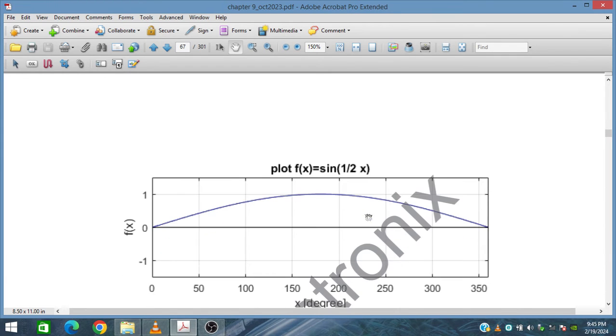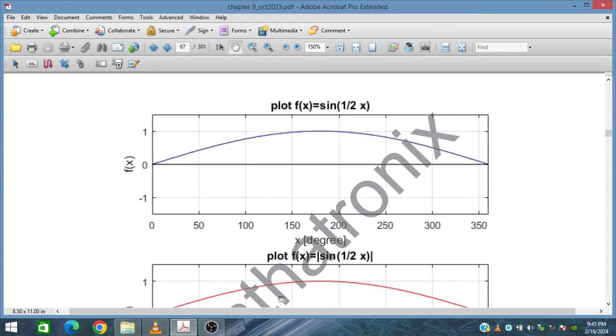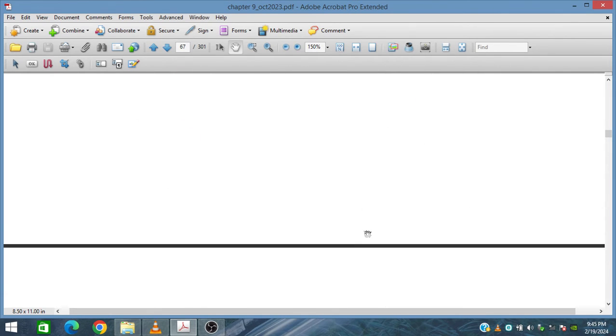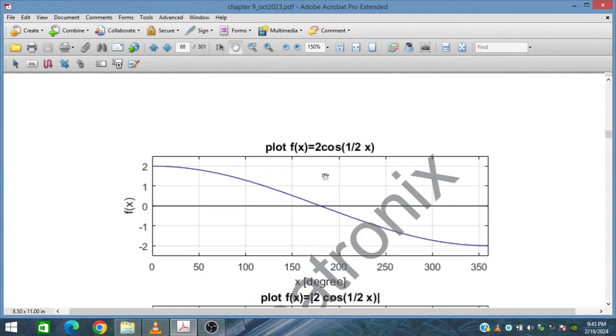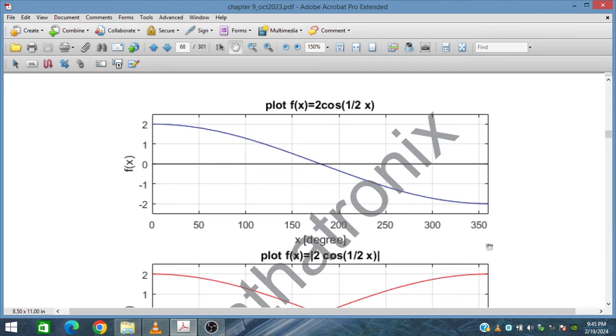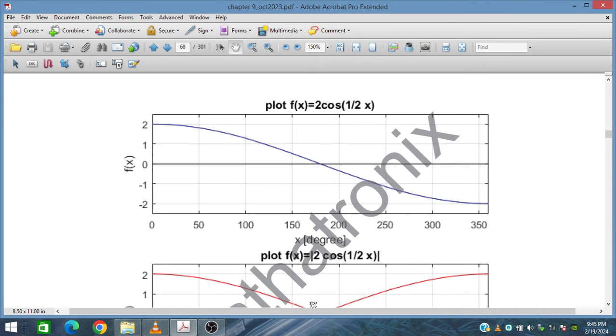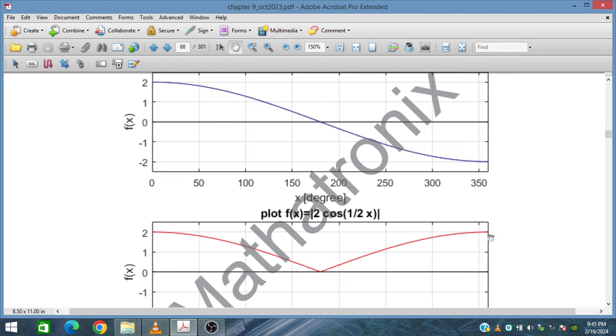For sine half x, this is the plot, and since it is positive, its modulus will also be the same. So its range is from 0 to 1. For 2 cos half x, this is the plot. For this negative part, it will become positive. So its range is from 0 to 2.